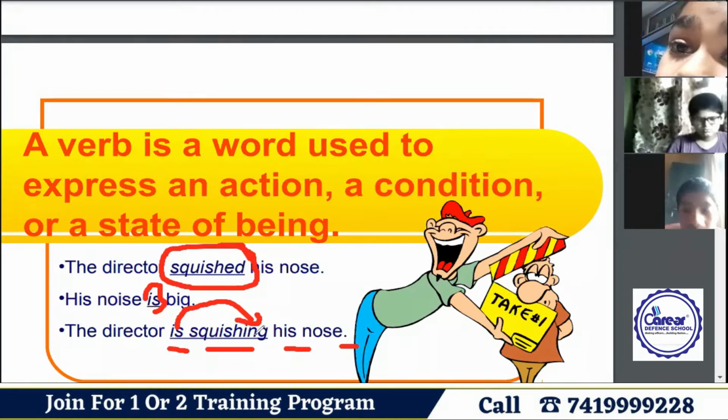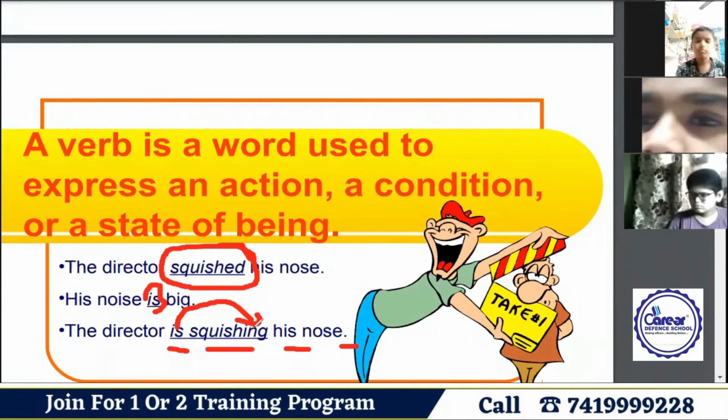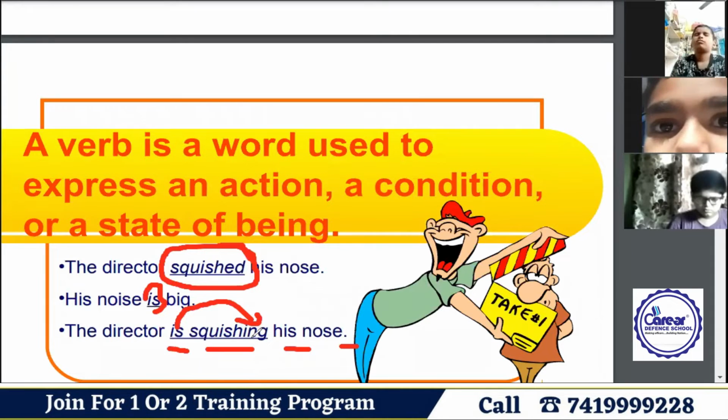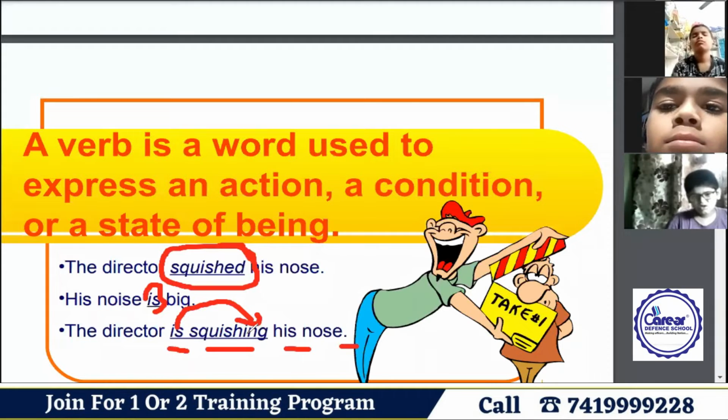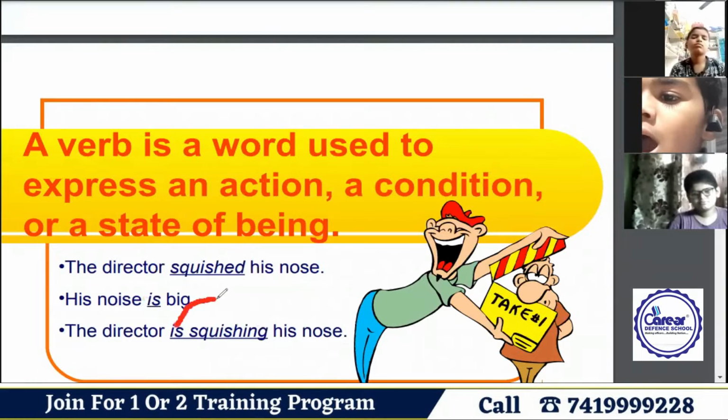अब बेटा ये देखिए squishing है. अगर director squishing his nose, what? It means something is missing. अगर अकेला sentence बनाया जाए, the director is squishing his nose, क्या उसकी sense बन रही है? Is squishing के साथ तो बन रही है. अगर अकेला squish होगा, it will not make any sense. Right? It means something is missing. So is what? Is helping.